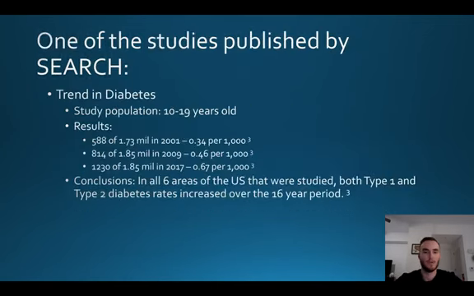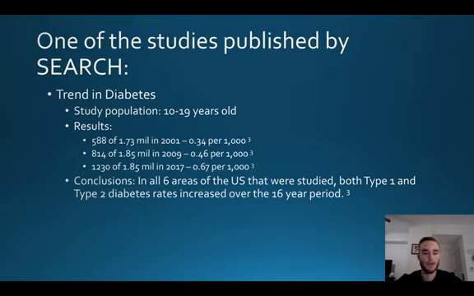All right, so one of the studies that they were able to publish from this large research project looked at the trend of diabetes in 10 to 19-year-olds. So pretty close to the population age that I chose at 12 to 17. It's a little bit broader, but for the sake of this, it fits pretty closely and I believe is generalizable to the population of 12 to 17-year-olds.